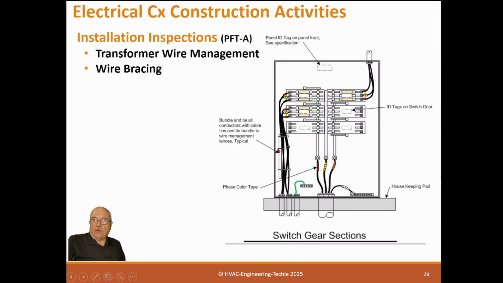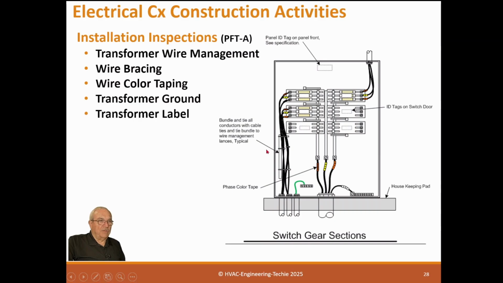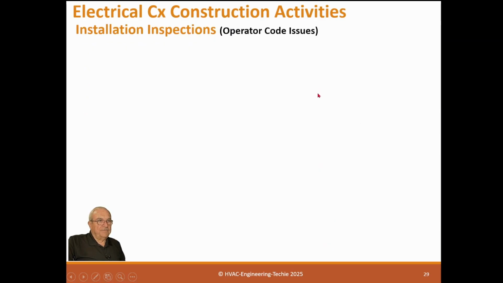Wire bracing, again, there's wire bracing here, and that's to keep this wire from moving when there's a short circuit. Wire color taping, the same thing. These wires in this one, you'll see they've been taped here and here. The colors are taped. And transformer grounding. Now, grounding is very important to transformers. Transformers normally require a continuous ground, where the ground wire goes from one transformer to another back to the actual entrance ground and to the ground rod, so that these transformers are fully grounded. You can't use conduit to ground them. They have to have a separate ground wire. And of course, transformer label.